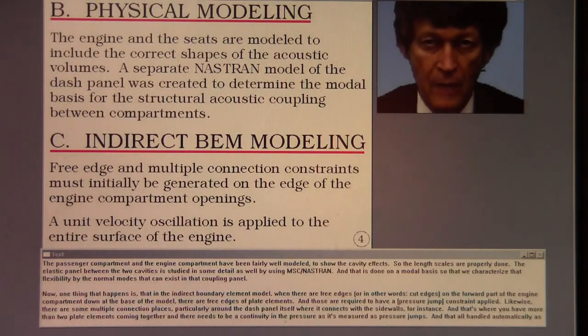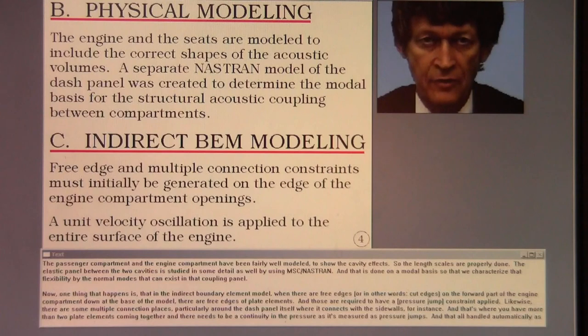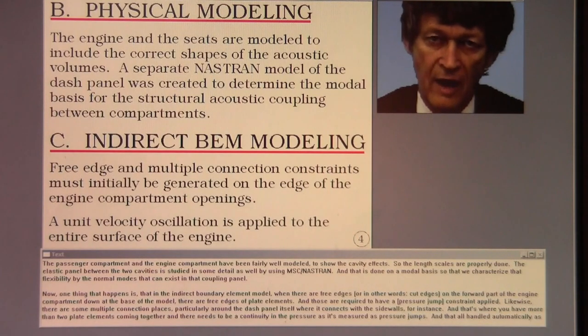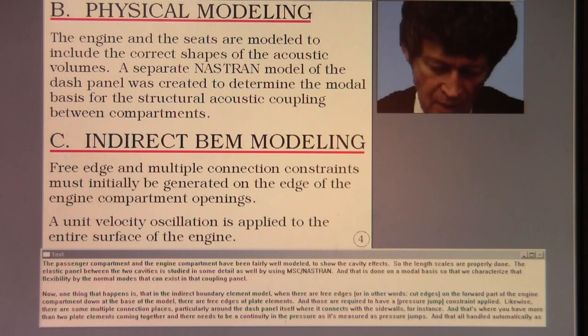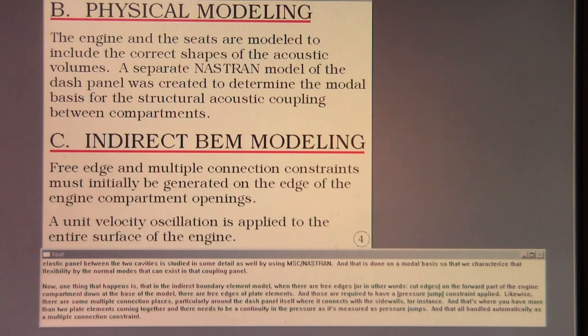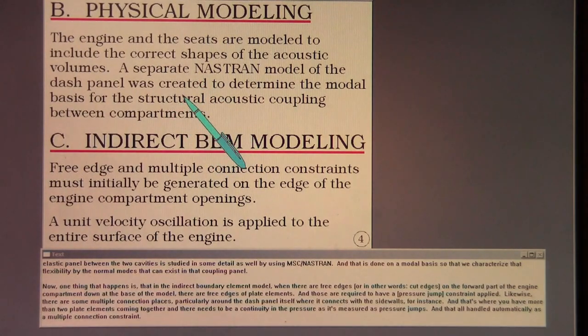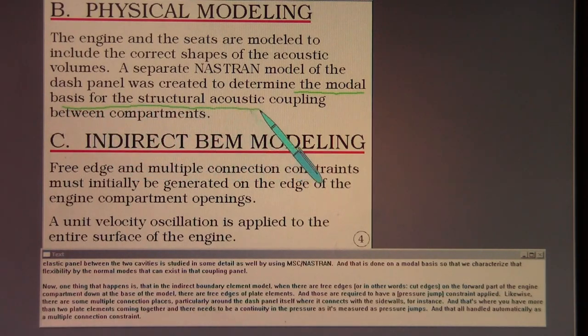The passenger compartment and the engine compartment have been fairly well modeled to show the cavity effects, so the length scales are properly done. The elastic panel between the two cavities is studied in some detail as well by using MSC Nastran, and that is done on a modal basis so that we characterize that flexibility by the normal modes that can exist in that coupling panel.